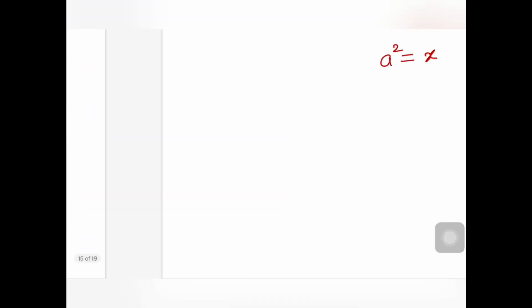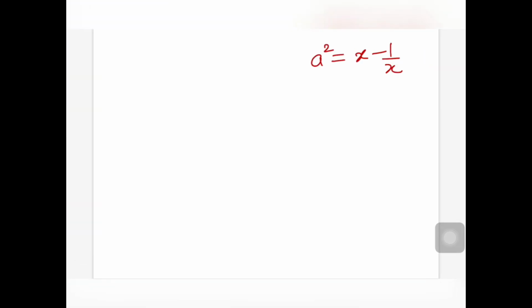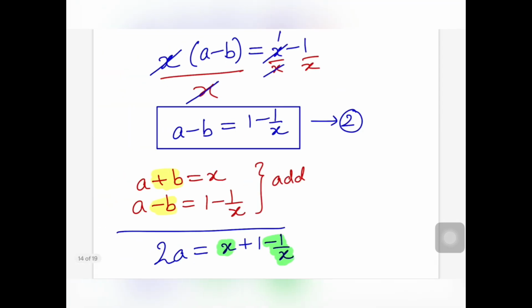I'll tell you. A square. Value of a square is x minus 1 by x, right? You can go back to the video and just check it out. Value of a square is x minus 1 by x. So in place of x minus 1 by x, I can put a square.